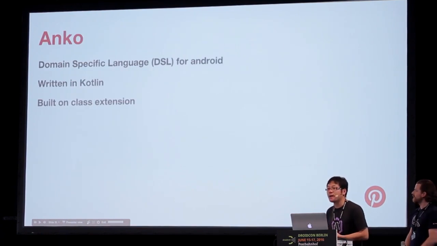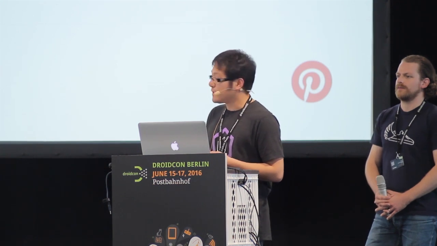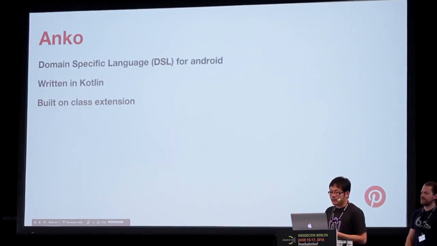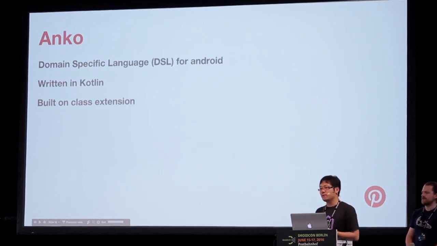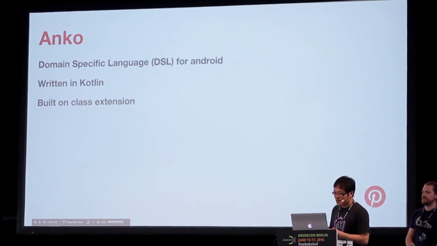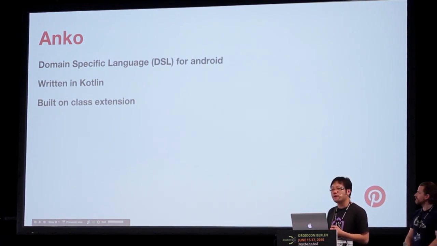Yes, we could use Anko. So Anko is a library to make writing Android code very easy and fast. It is a domain-specific language to do Android UI creation in code, and this is written in Kotlin. Suppose you already know Kotlin, the key feature to make this possible is the class extension. It solved some of the problems we encountered. So let's look at an example.